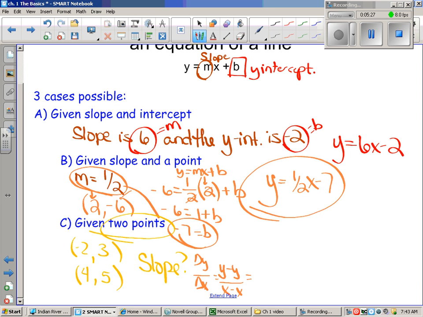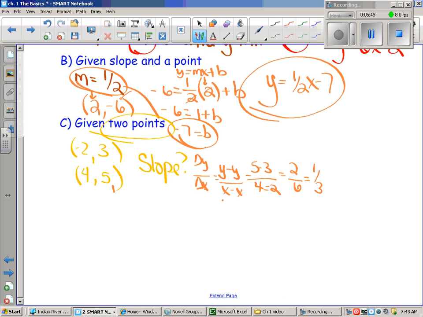So that's what I'm going to do. I'm going to subtract the y's. 5 minus 3. Now if I choose 5 to go first, then that means 4 has to go first in the denominator. And so I have 2 over 6, or 1/3. Okay, now we've got to find the y-intercept. Again, the first thing, and maybe I'll even write some steps here. The first step is to find the slope.